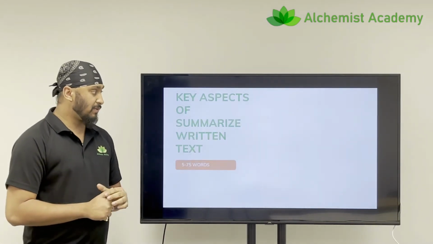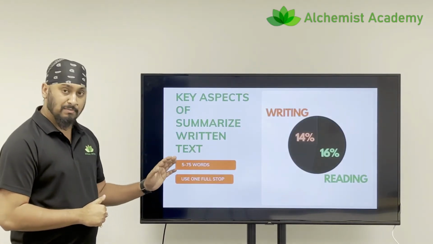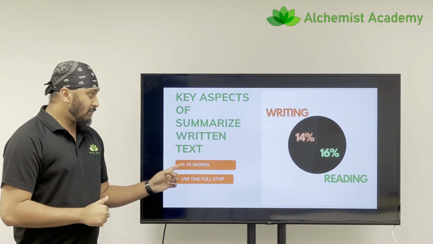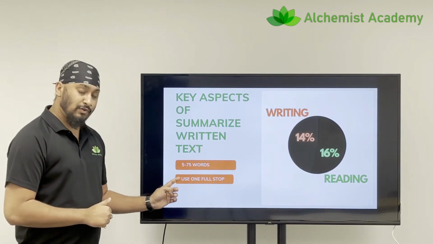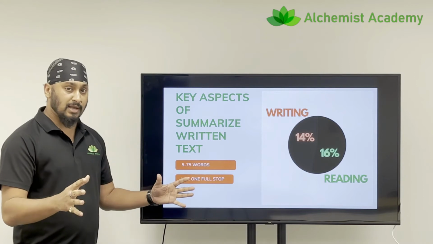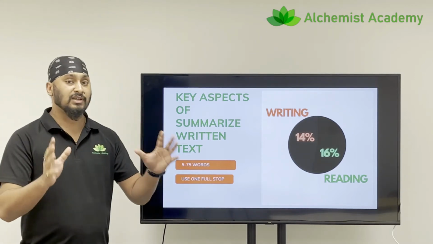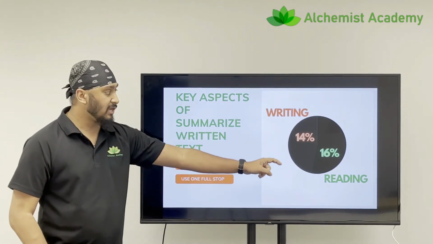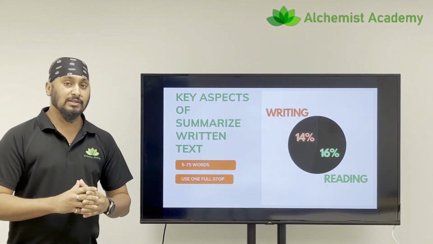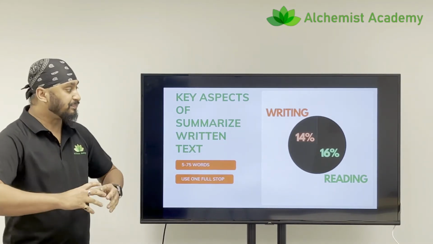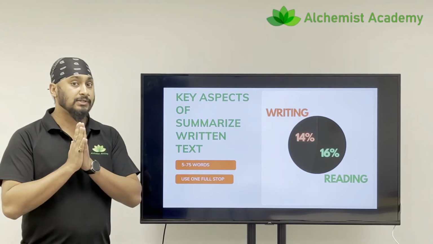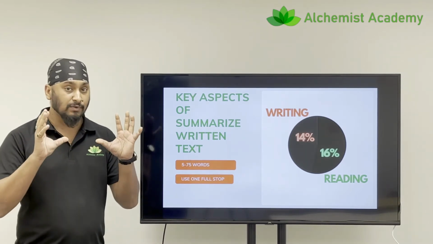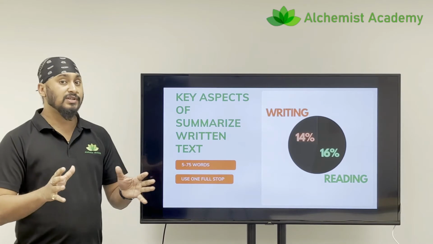Now, the very first thing with summarized written text is that I want you to remember you have to write the summary between 5 to 75 words and you have to use only one full stop in your answer. The second thing is this section carries your scores towards both writing and reading. It carries 14% of your writing scores and about 16% of your reading scores, which makes it really important. It is one of the key components to get a good reading score.